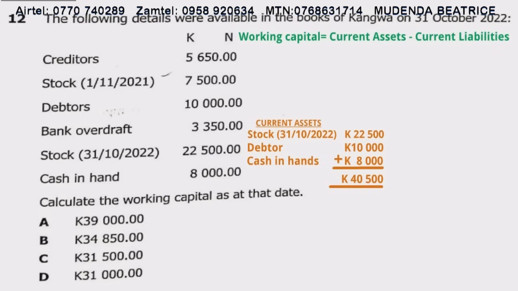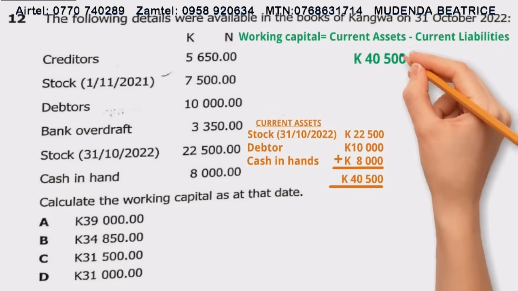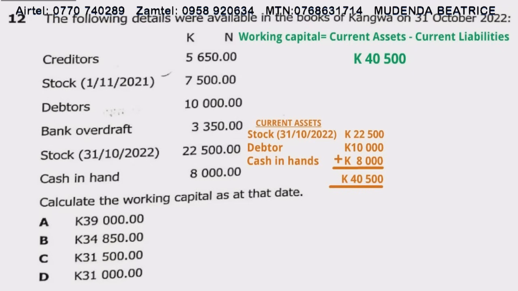Now we come to current liabilities. Since we have found 40,500 kwacha, we're going to write 40,500 kwacha there under assets. Then we come to current liabilities.